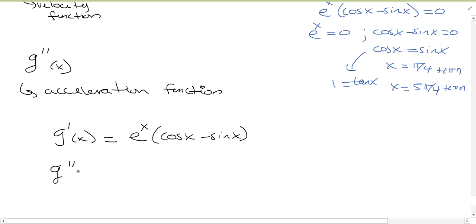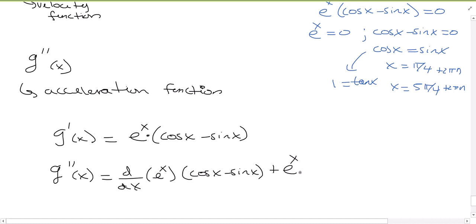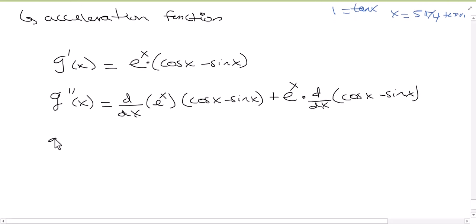So then the second derivative, I'm going to use the product rule again. So product rule says the derivative of the first, so derivative of e to the x, times the second left alone, plus the first left alone times now the derivative of the second function, the cosine x minus sine x, and then we find these derivatives. The derivative of e to the x is just e to the x, so it stays the same.